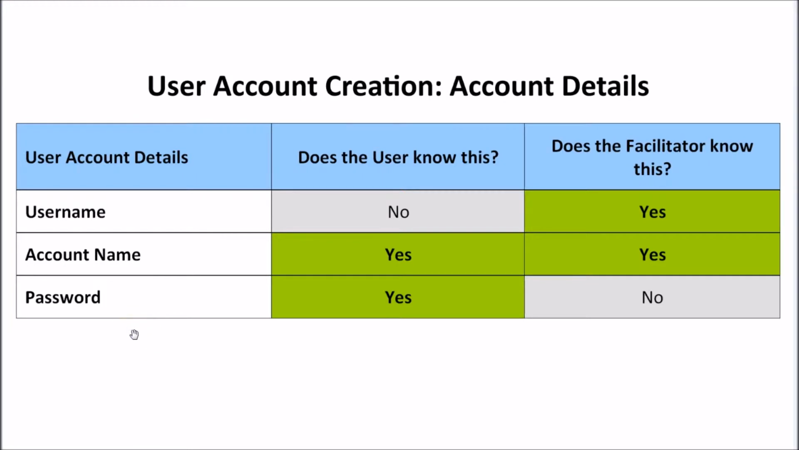So this image shows you that for each user account that is created, there'll be a username, an account name, and a password. If we move over to the right here, you'll see that there are two columns. One is the heading, Does the user know this? And the other has the heading, Does the facilitator know this?